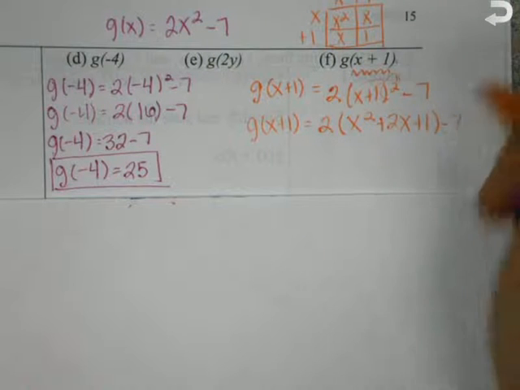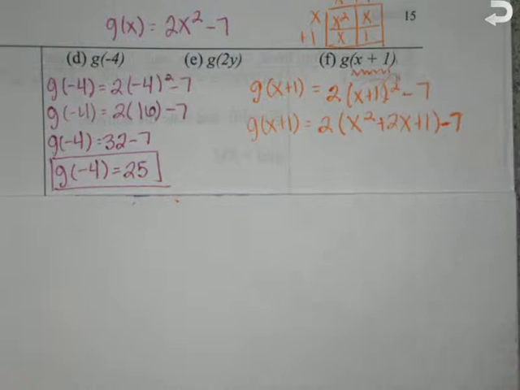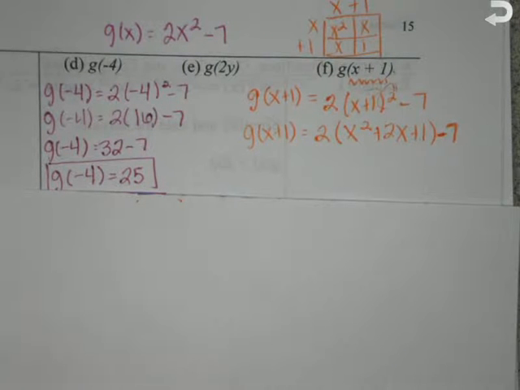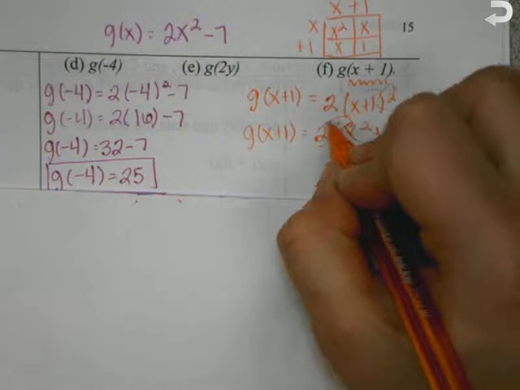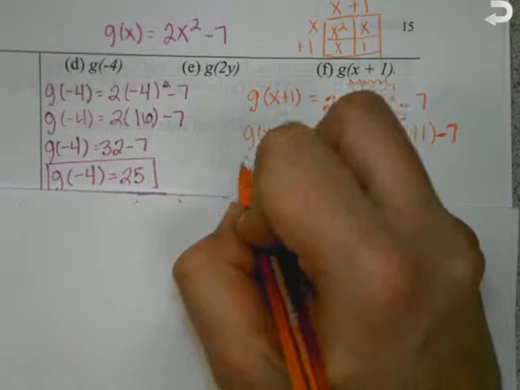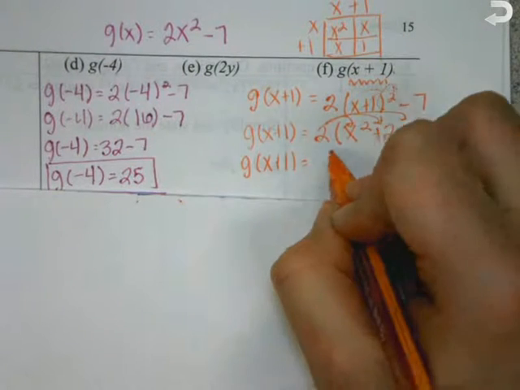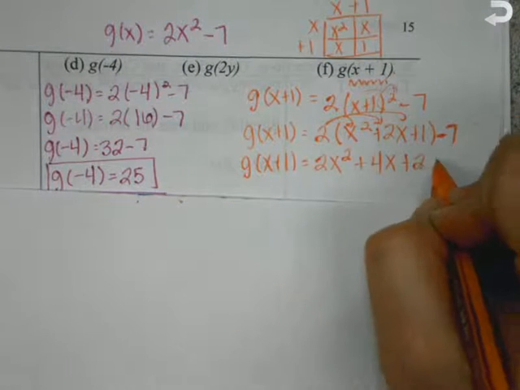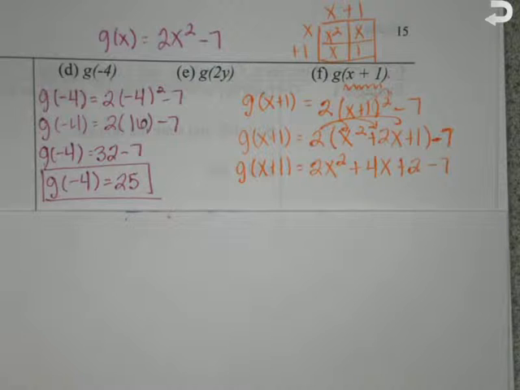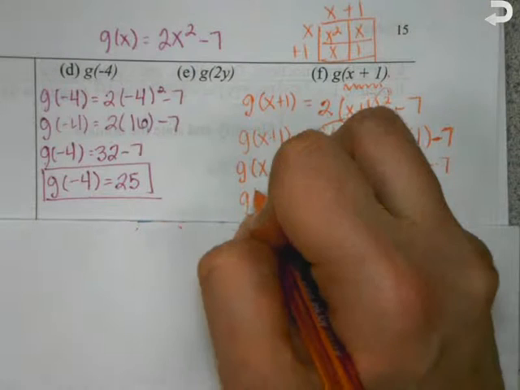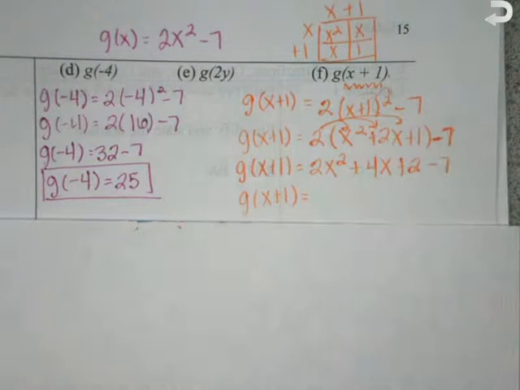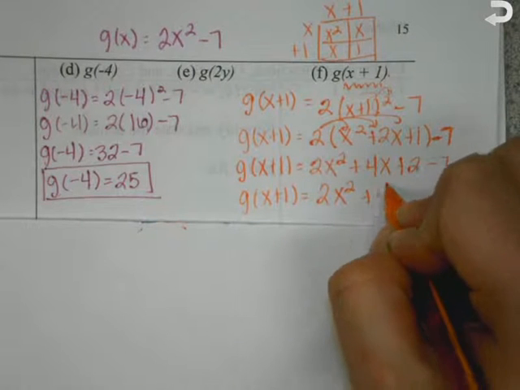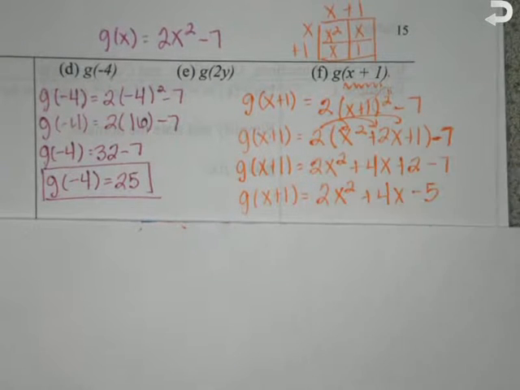Now what does it look like I need to do? So distribute the 2. So g of x plus 1 gives me 2x squared plus 4x plus 2 minus 7. So g of x plus 1 equals 2x squared plus 4x minus 5. I don't need you to factor it. I don't need you to pull out any GCFs. This is all I need, so you can stop there.